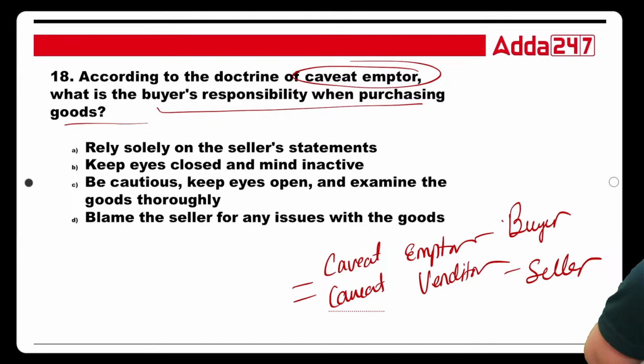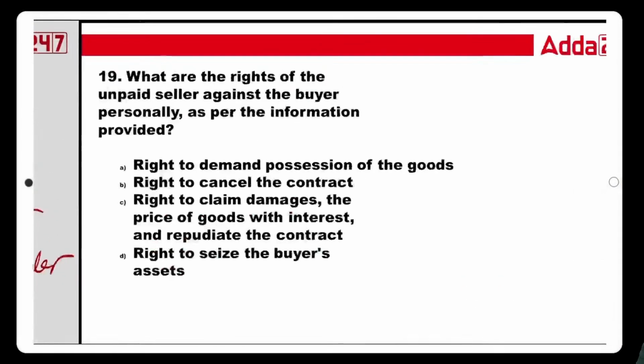Rely blindly on the seller's statement. Keep eyes closed and mind inactive. Be cautious, keep eyes open and examine the goods thoroughly, and blame the seller for any issue with the goods. So class, for this one, C is the right answer. Is that okay? Now, next one.